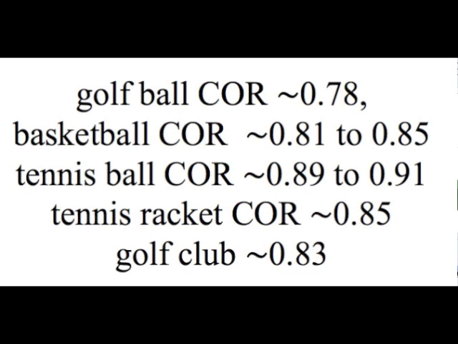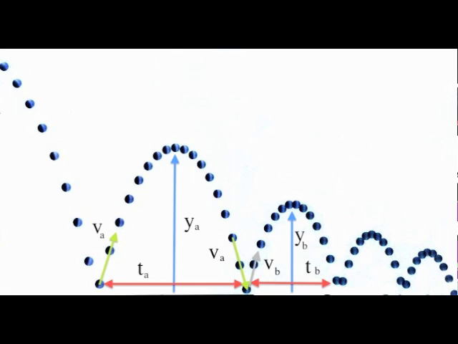Typical coefficients of restitution for a golf ball are on the order of 0.78, for a basketball about 0.8 to 0.85. This depends, of course, on how much air is inside the ball. And some other objects are given here.